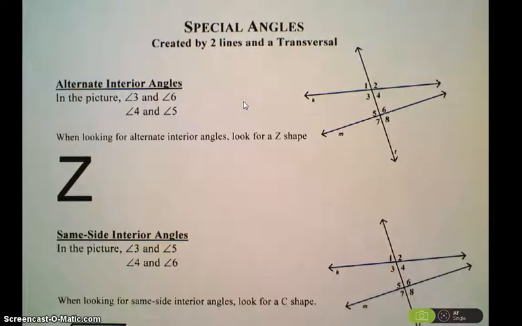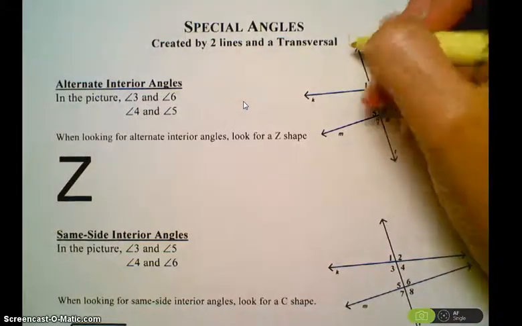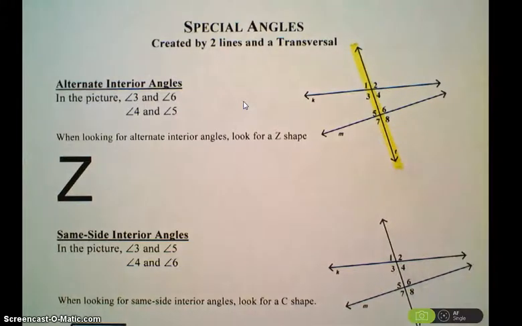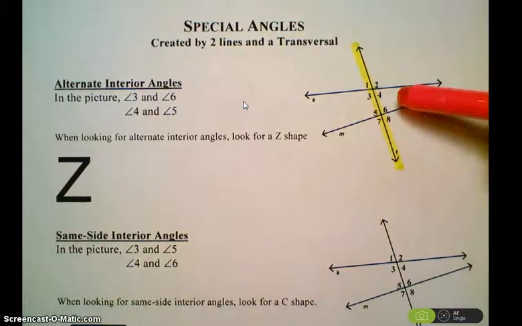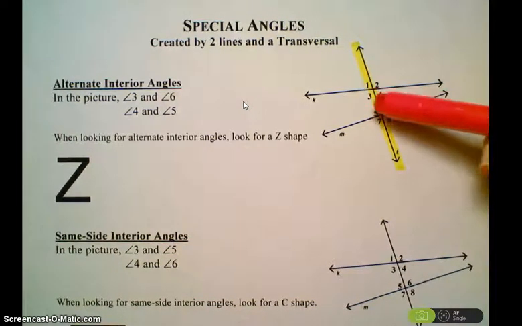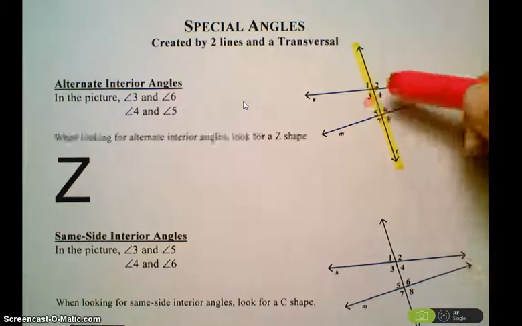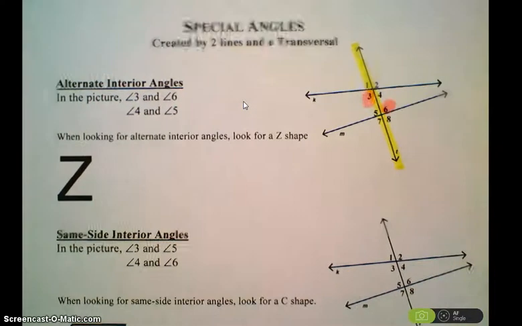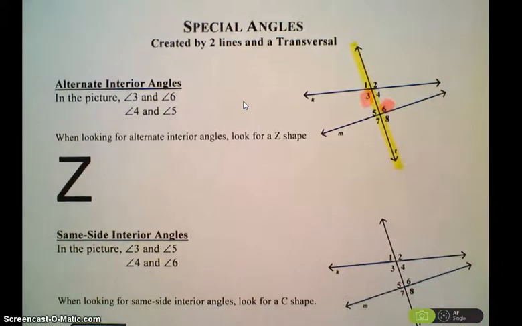Okay, on page 3, we start to talk about the special angles. These are the angles that are created when you have two lines, like here, K and M, being crossed by transversal T. So again, I'll make the transversal yellow. In the picture, angle 3 and angle 6 would be considered alternate interior angles. The interior part is the idea that they are in this interior region. The alternating part is that they alternate sides of the transversal. So here's angle 3, here's angle 6. Those two are a pair of alternate interior angles.